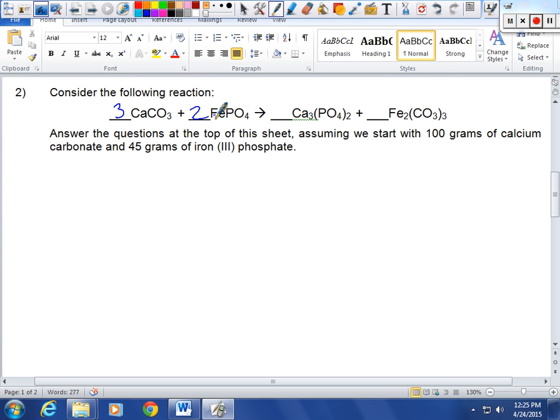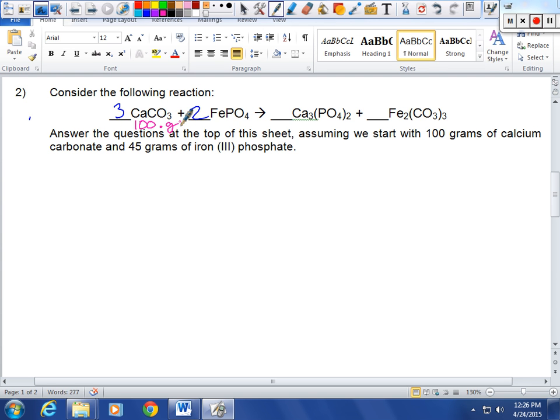All right. Now, this is going to be a little bit aggravating too, just because of how big the compounds are and how nasty the masses get. But that's just part of it. So, answer the question at the top of the sheet. Assuming that we start with 100 grams of calcium carbonate. What is calcium carbonate up here? It's the first one. You've got to recognize that. Now, I'm actually going to add a decimal point behind it to make it 3 sig figs.